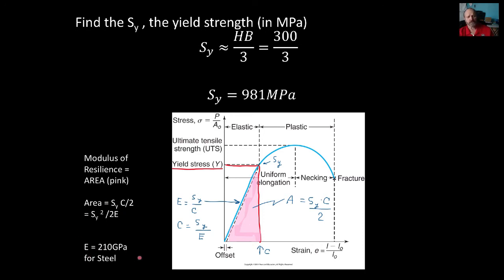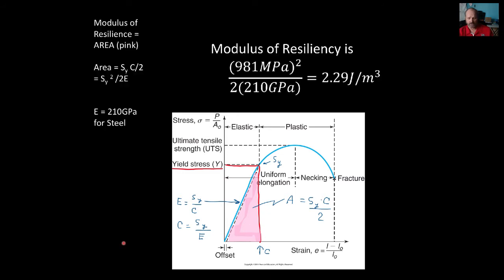Okay, so if we plug and chug all of this, okay, we get a number. So we put 981, which we already found to be the estimate of the yield stress, and then we divide by 2E, okay, and if you do the math here, you'll get something that looks like 2.29 joules per meter cubed. So modulus of resiliency is usually given in joules per meter cubed.